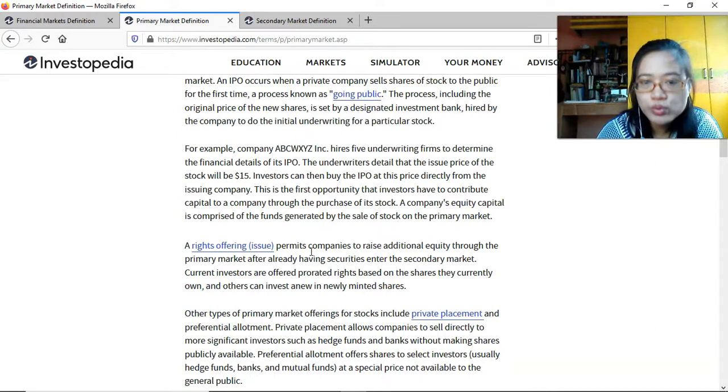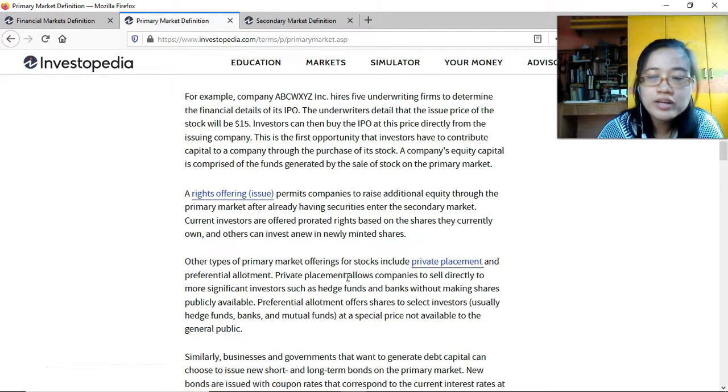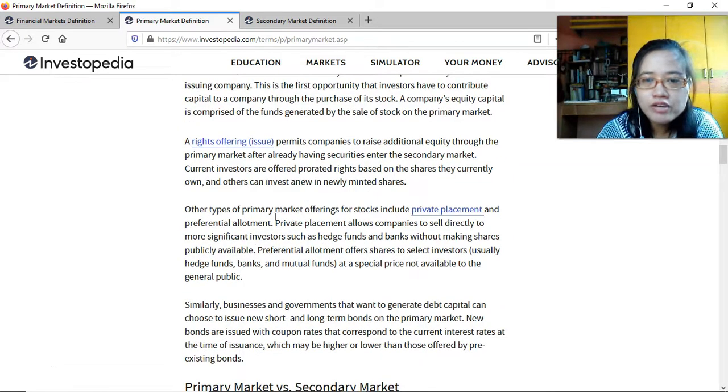A rights offering issue permits companies to raise additional equity through the primary market after already having securities enter the secondary market. Okay, current investors are offered prorated rights based on the shares they currently own, and others can invest anew in newly minted shares. Okay, so if they already raised some capital, but they realized it's not enough, or we can do more, or we can expand more, so they raise additional equity through an additional rights issue or rights offering. Other types of primary market offerings for stocks include private placement and preferential allotment.